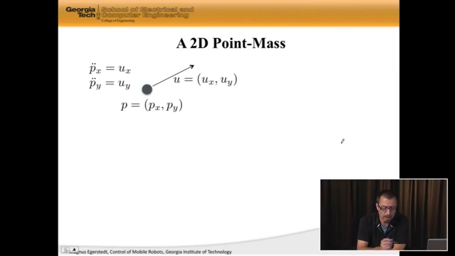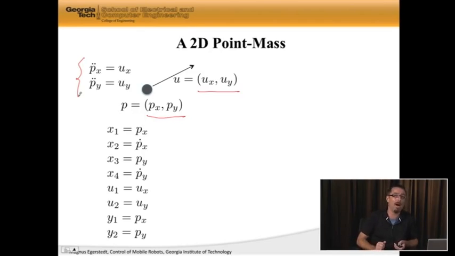So the position is going to be the x and y position. The input is my acceleration in the x and y direction. And then the dynamics, of course, is p double dot x is ux, which means I'm accelerating in the x direction with my ux input, and similarly for my y direction. Well, now we need to do the same thing.